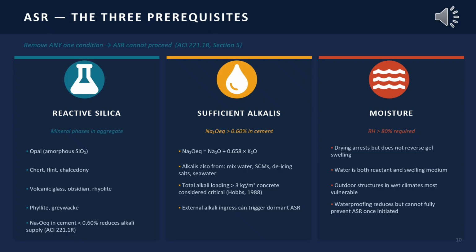This slide summarizes what ACI 221 calls the three prerequisites for alkali silica reaction. I like to call it the alkali silica reaction triangle, the ASR triangle. All three corners must be present simultaneously for the reaction to proceed. Target any corner and you can prevent ASR. Corner 1 is reactive silica in the aggregates. Remember, not all aggregates are reactive.